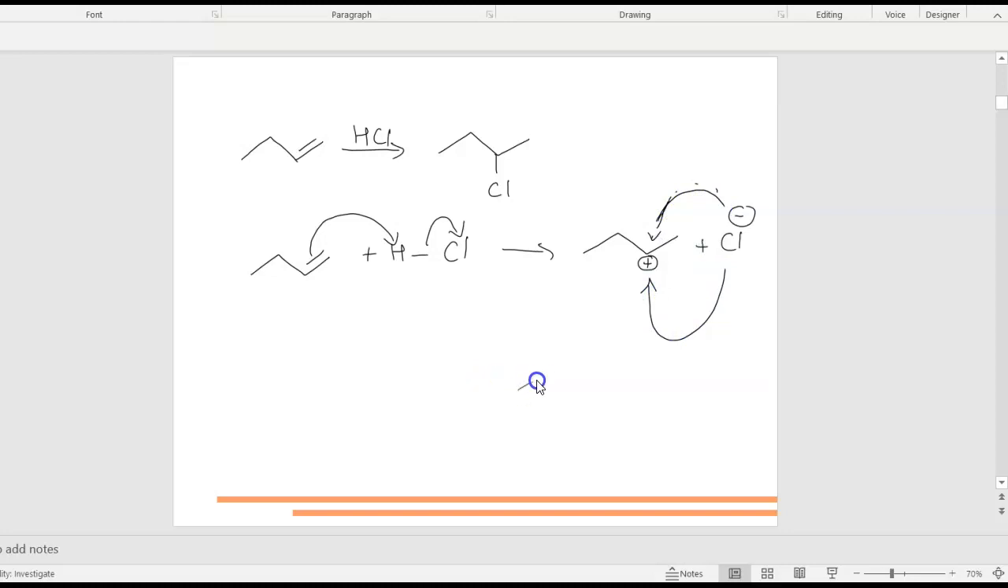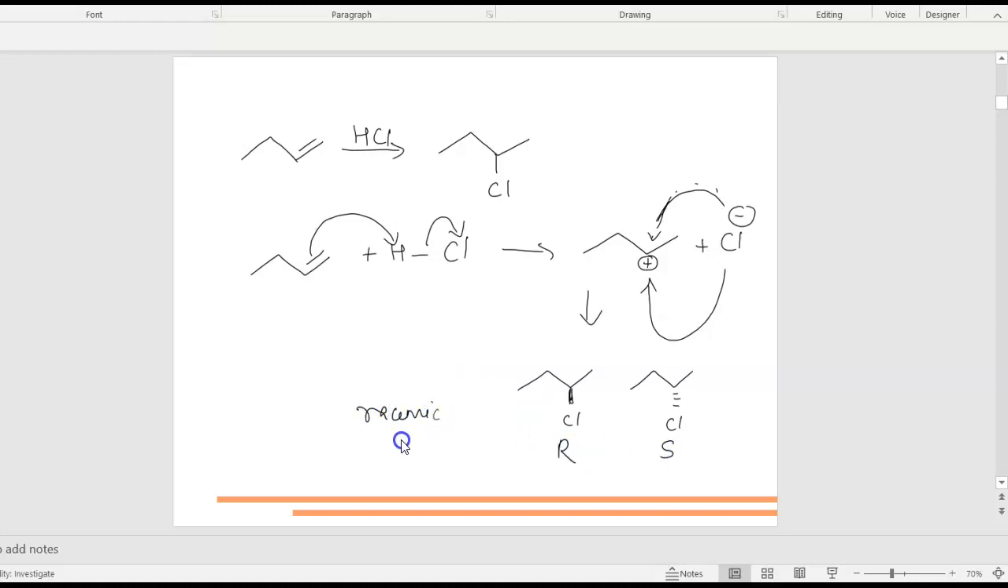So this results in the formation of equal amounts of the two enantiomers. You can have a chloride pointing out or a chloride pointing at the back. So the stereospecificity of this reaction is that you will get equal amounts of R and S product. That means you get a racemic product.